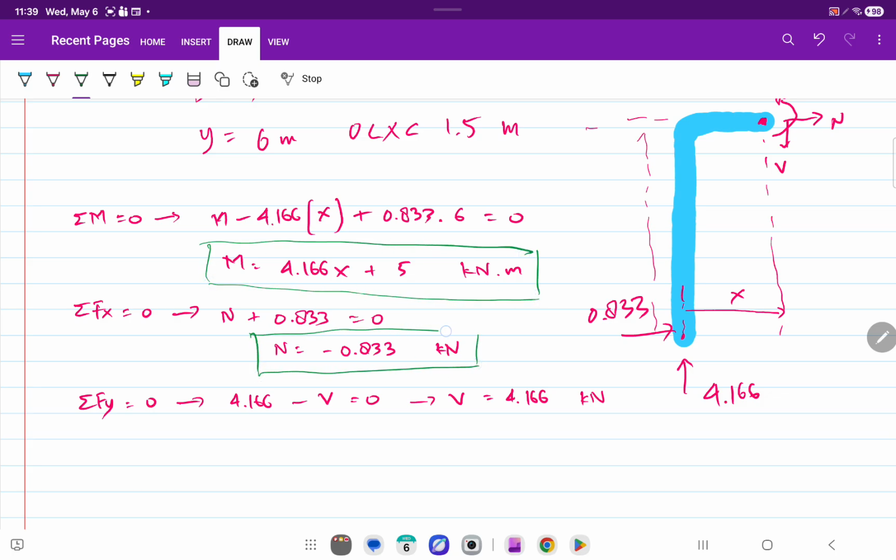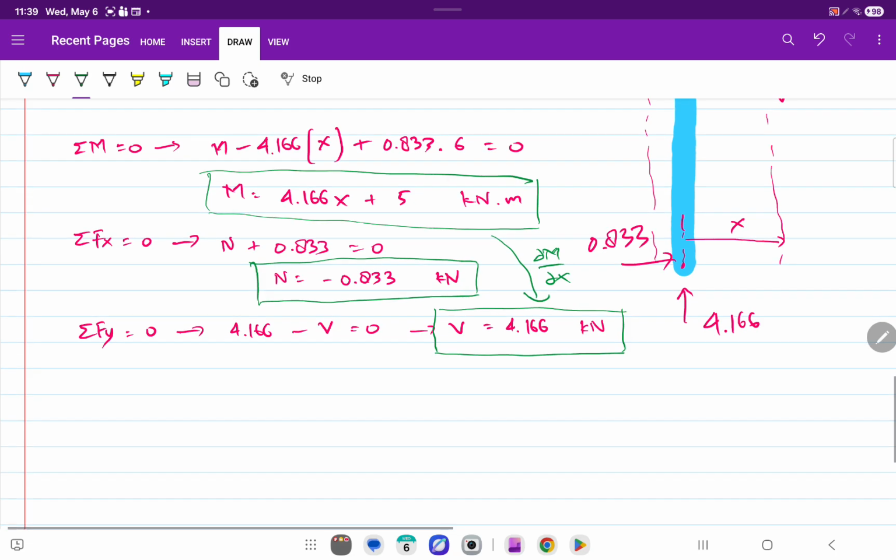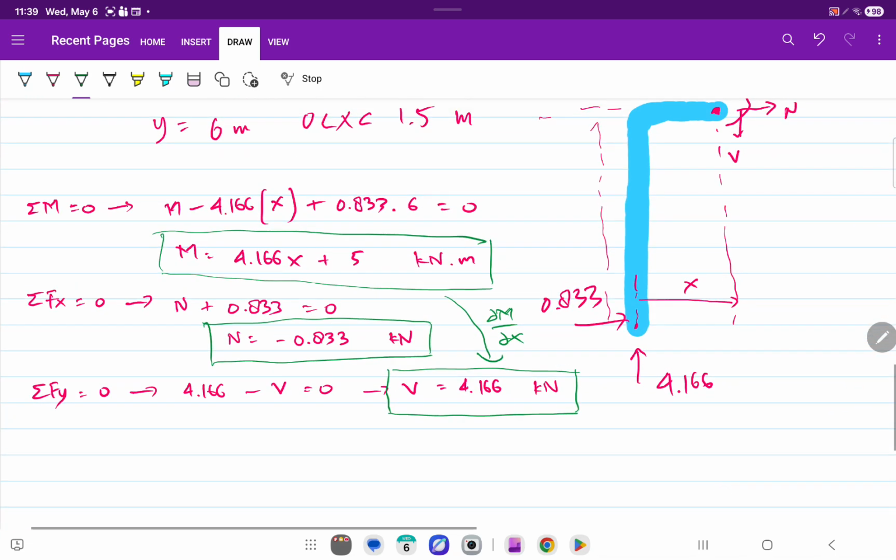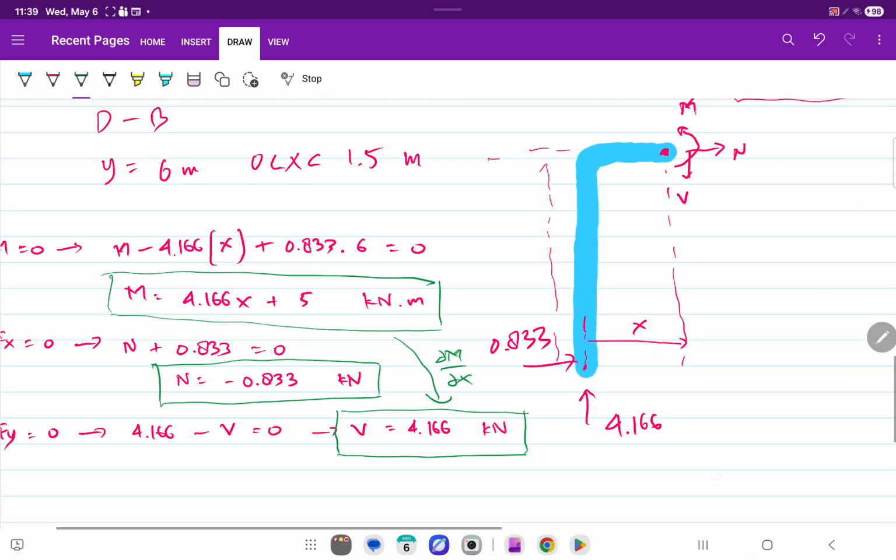Note that V is the derivative of M with respect to x. So if you take the derivative of this with respect to x, it will give you this, dM over dx. Okay, make sure they have the correct directions, right? That's it. It's pretty straightforward.